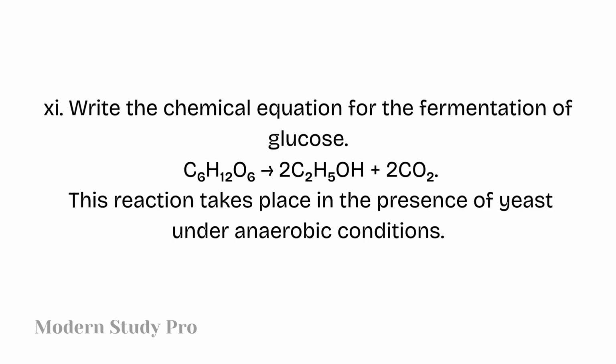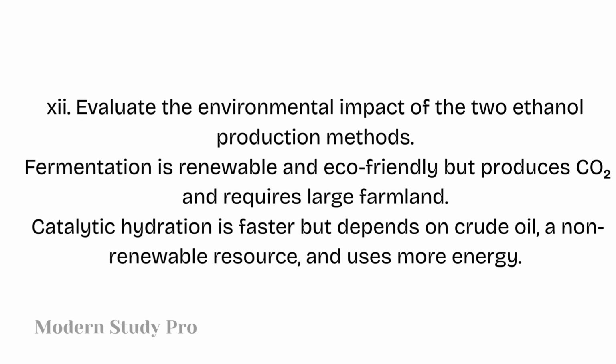11. Write the chemical equation for the fermentation of glucose. C6H12O6 → 2C2H5OH + 2CO2. This reaction takes place in the presence of yeast under anaerobic conditions. 12. Evaluate the environmental impact of the two ethanol production methods. Fermentation is renewable and eco-friendly, but produces CO2 and requires large farmland. Catalytic hydration is faster, but depends on crude oil, a non-renewable resource, and uses more energy.